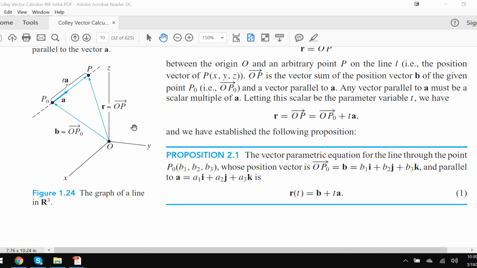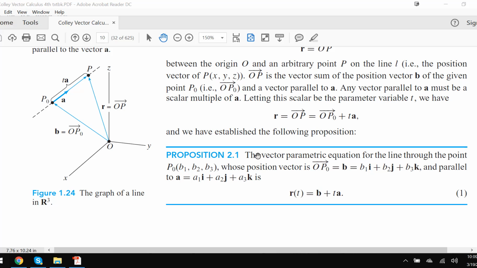So we can say that if P is on the line, then you can say that R is equal to this vector plus some multiple of this vector. If P is not on the line, like if P is over here, that won't work. You can't say go to here and then write a multiple of A and get something out here. But if P is on the line, that will work. So proposition 2.1 says that.